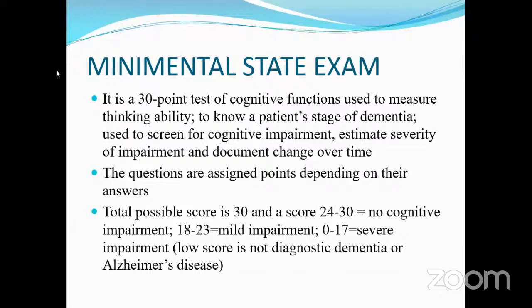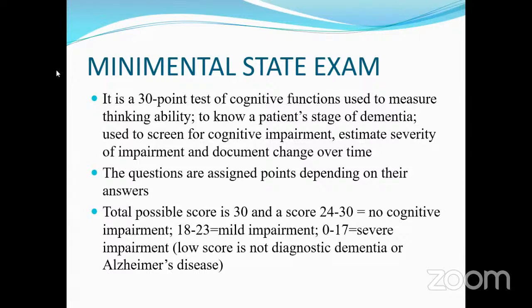Mini mental state exam is a 30-point test of cognitive function that is used to measure thinking ability. It is used to know a patient's stage of dementia. We can use it to screen cognitive impairment. We can use it to estimate severity of impairment. And we can also use it to document change over time if somebody has issue with cognition.